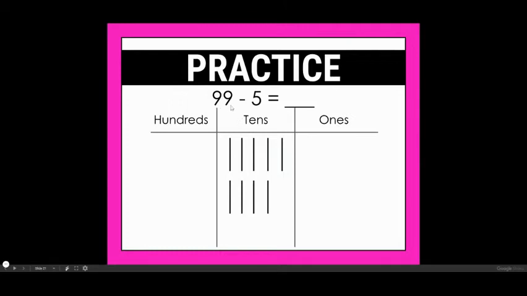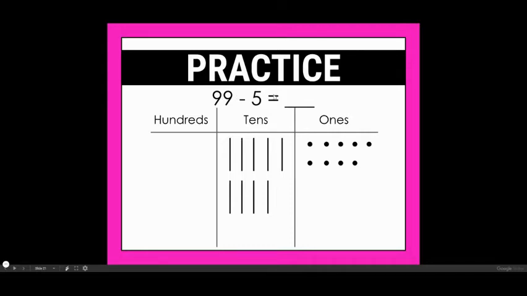Now let's move to the next place value, the ones. How many ones do I need? 9. 1, 2, 3, 4, 5, 6, 7, 8, 9. So remember, when we're drawing base 10 blocks, our tens are just a straight line and our ones are a little circle. So now we're on step 2, which is to take away the subtrahend.